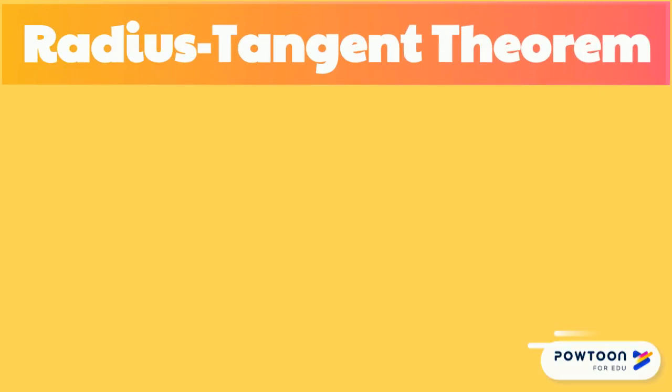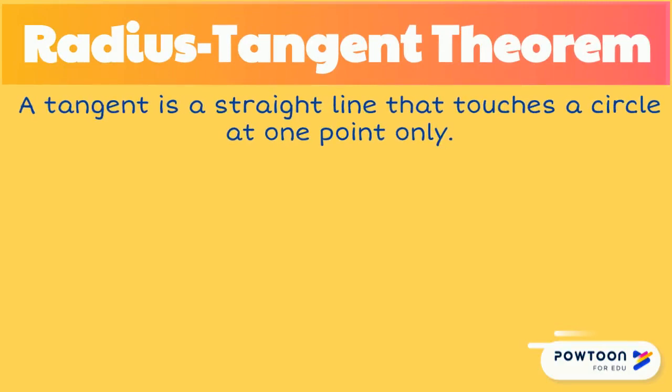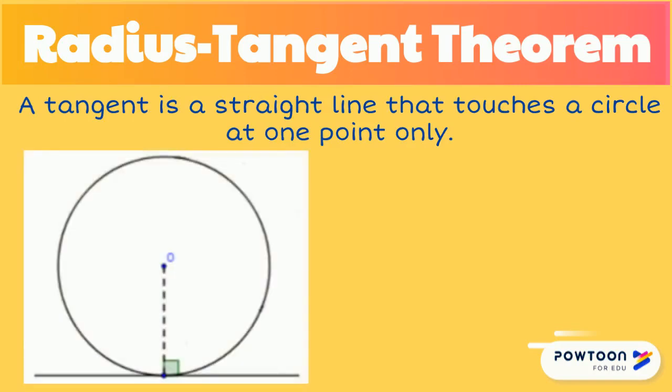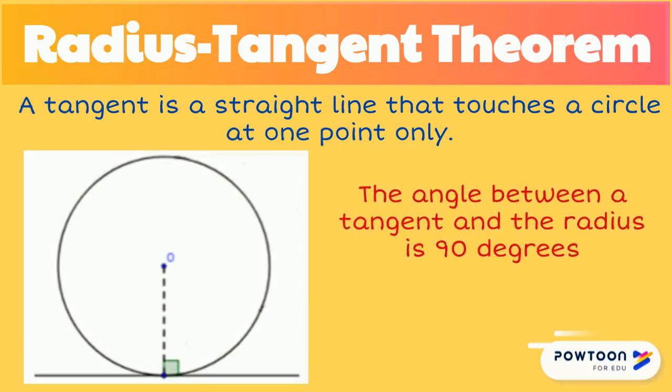You're first probably thinking, like, what is a tangent anyways? Well, a tangent is just a straight line that touches a circle at exactly one point. You can see that in the diagram. The radius tangent theorem says that the angle between a tangent and the radius is always 90 degrees.